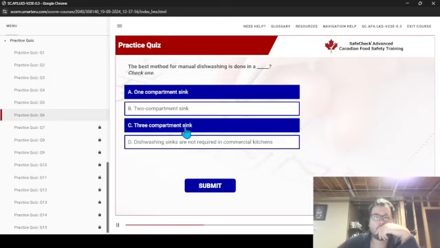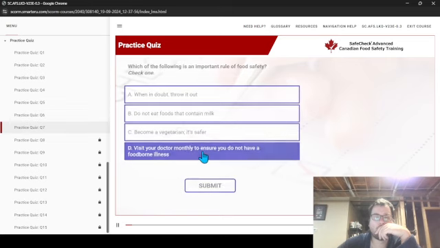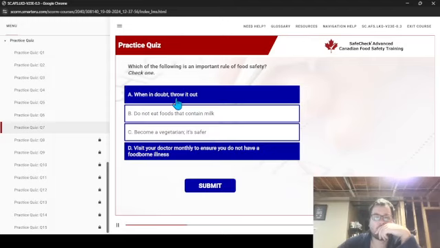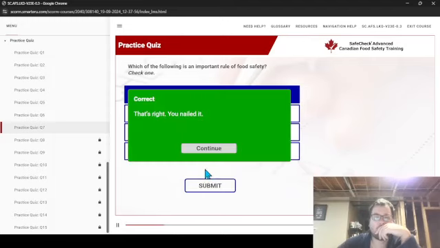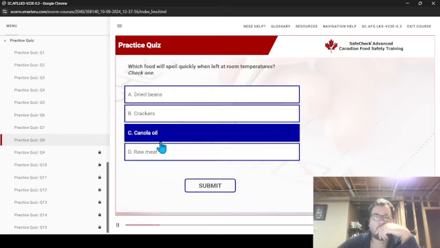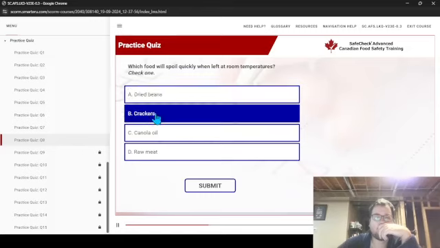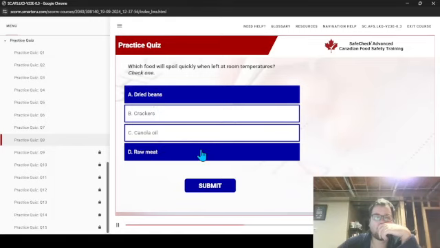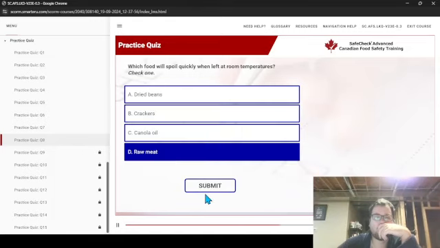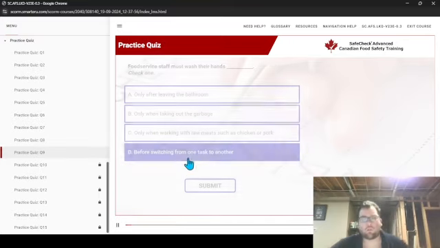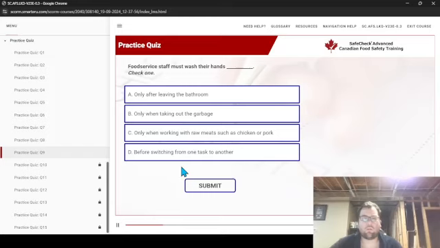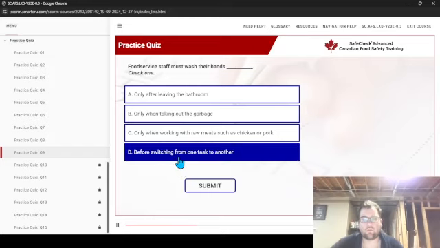That is in. A. That's right. Which of the following is an important rule of food safety? A. When in doubt, throw it out. That's right. Which food will spoil quickly when left at room temperatures? A. Dried beans. Incorrect. B. That's right. Food service staff must wash their hands blank. A. Only after.